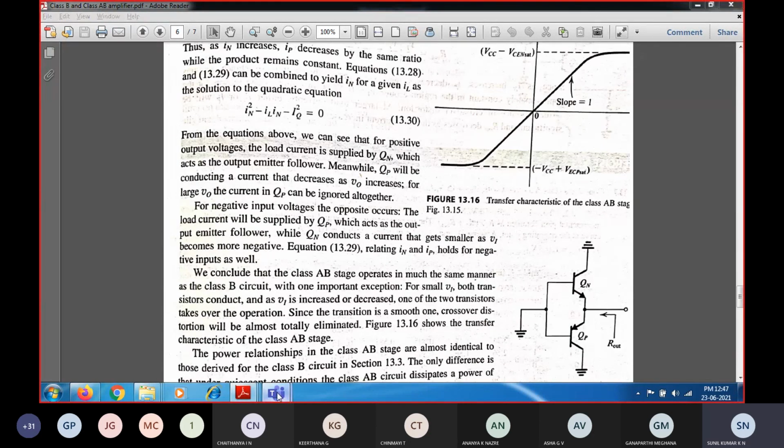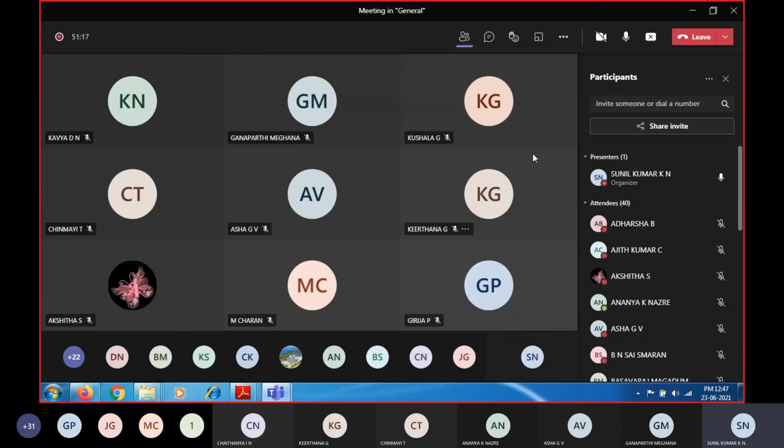If you have any doubts, you can ask. So this completes module 3: the feedback amplifier along with the power amplifier. Is it clear? I have uploaded all this content in your analog circuits course manual.